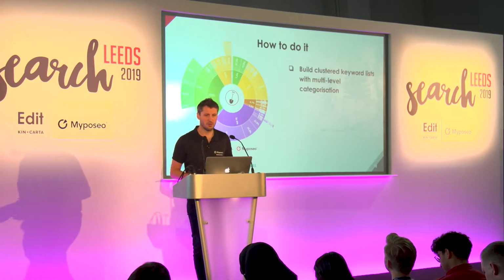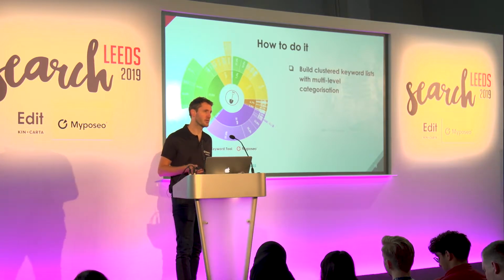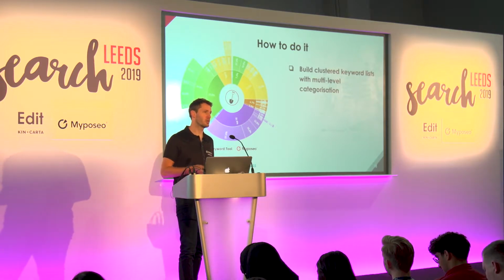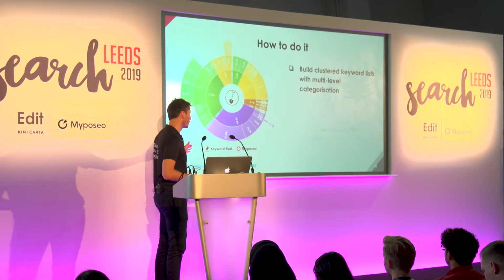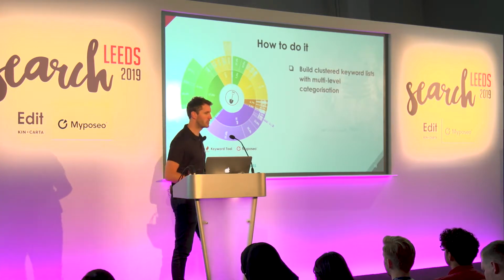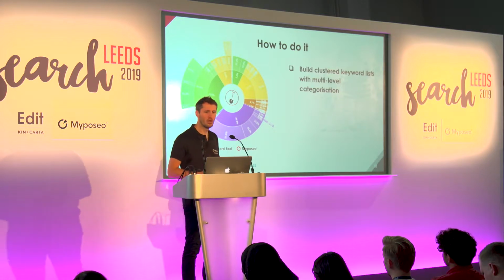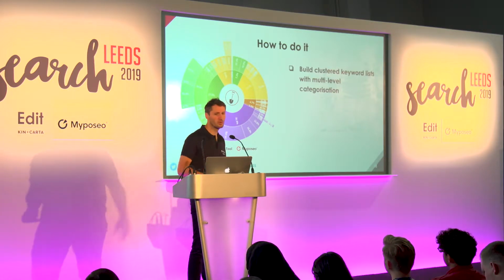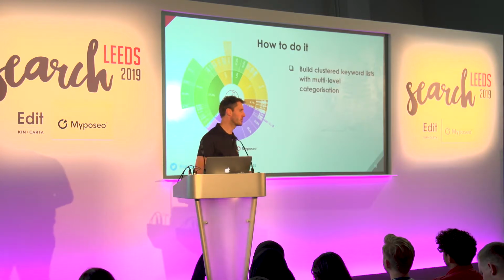The first thing we've done is build a clustered keyword list with multi-level categorization. This is the main work you have to do if you want to work on a proper content strategy. You can use a lot of different tools to provide the keywords. Google provides a keyword planner, but it's not the best tool. You have tools such as Keyword Tool, and of course, you can use MyPoseo. We are using our own data sources.